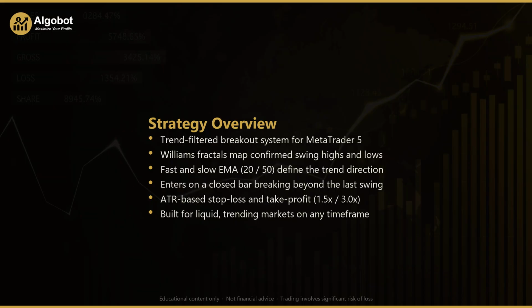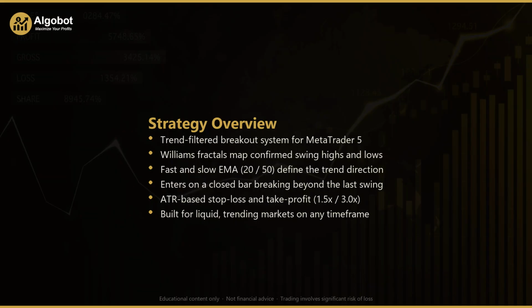The third building block is the average true range, or ATR, which measures how much the market is currently moving. The strategy uses ATR to size its stop loss and take profit, so it automatically adapts to calm or volatile conditions. Because every calculation is tied to whatever chart it runs on, this approach isn't locked to a single symbol or time frame. It was designed with liquid, trending markets in mind, such as major currency pairs, gold, or indices. It may appeal to traders who prefer a rules-based, patient style over constant activity.